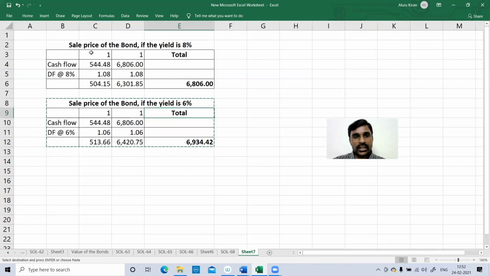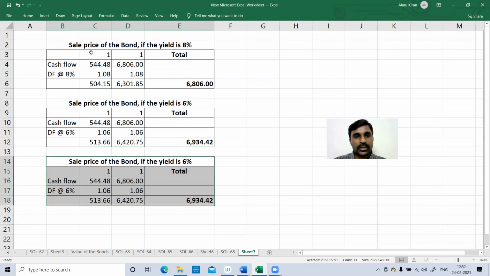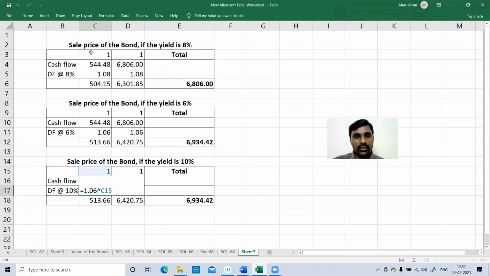Now, the sale price if the yield is 10%. This will be 1.10. You get 6,688. Do you understand whatever we got in this table?